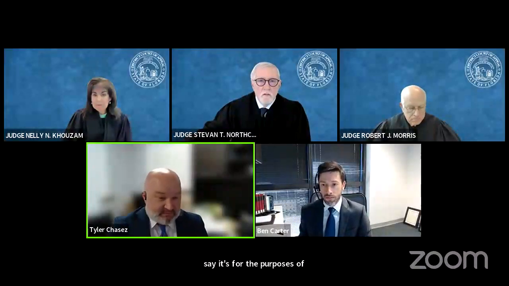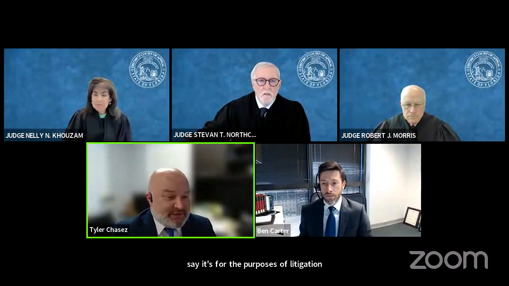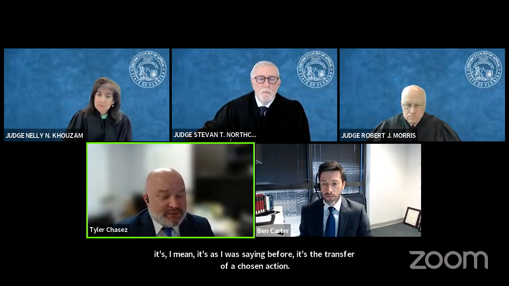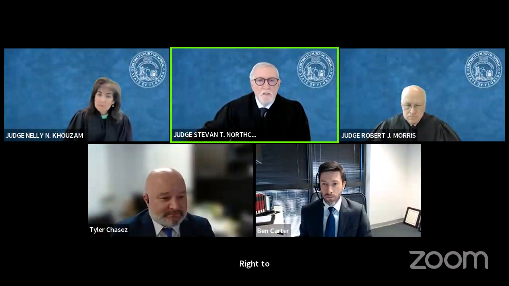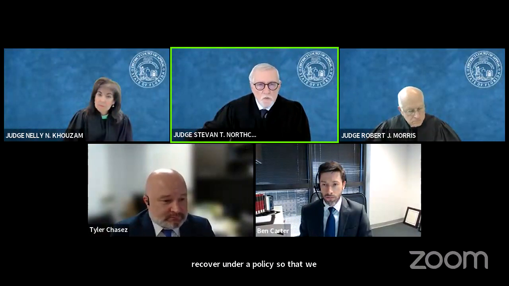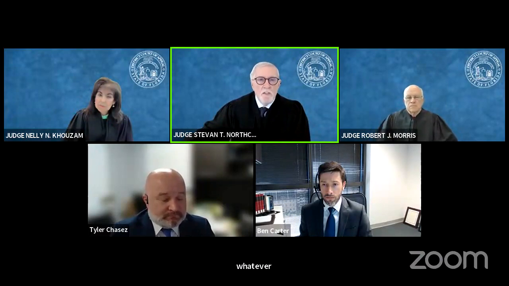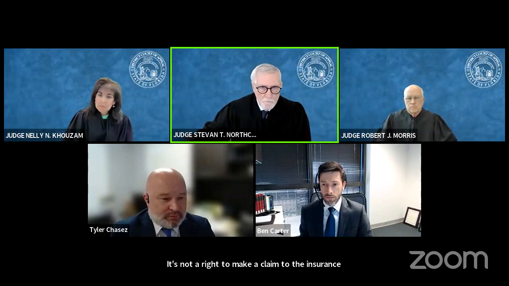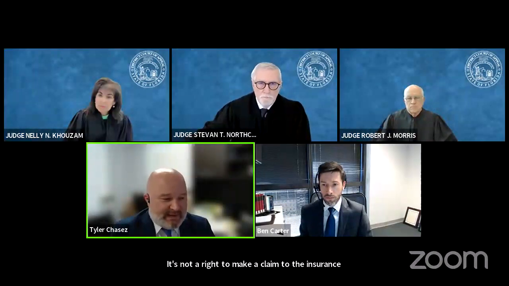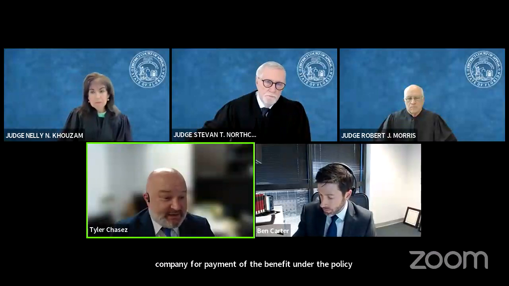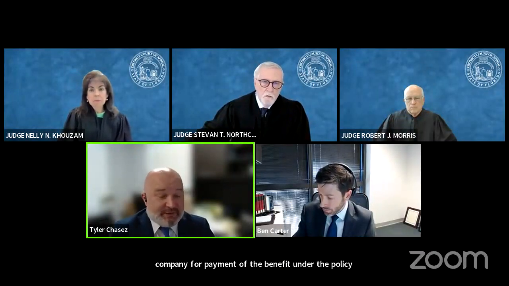Yeah, as I was saying before, it's a transfer of a chosen action or right to recover under a policy so that we can pursue it. The chosen action is a right to sue for the recovery under the policy. It's not a right to make a claim to the insurance company for payment of a benefit under the policy. Correct. And that's what we're here today for, as we've instigated litigation in order to recover those payments.